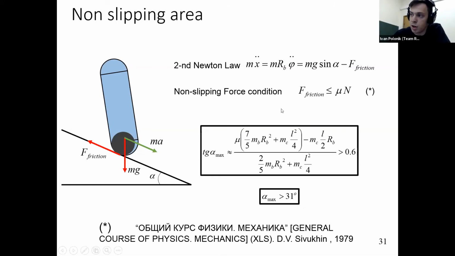So we found the acceleration of the capsule from our model. Next, we wrote the second Newton law and found that in the transition from motion with slipping to motion without slipping, the friction force will exactly equal the friction coefficient multiplied by the normal reaction force. Combining this with the first equation, we get the equation for the maximal angle at which we have motion without slipping. Of course, it depends on the geometry of our beams, and for all our beams this angle was higher than 31 degrees.